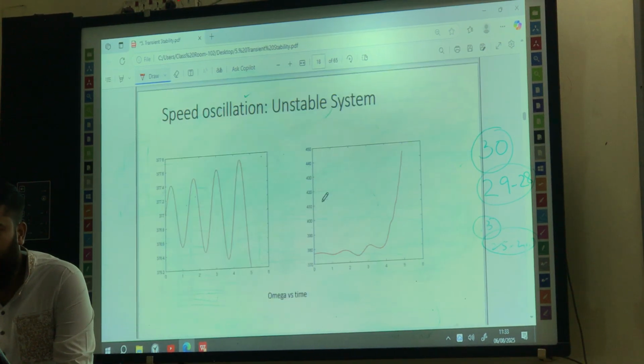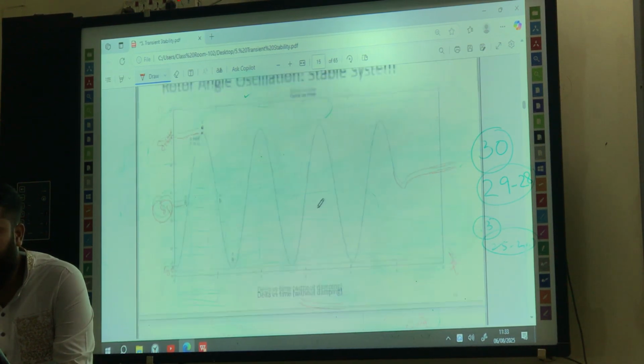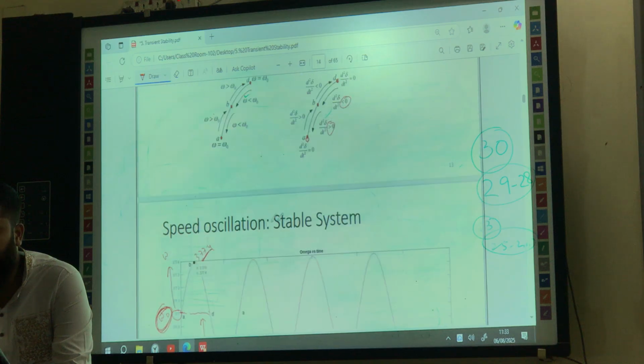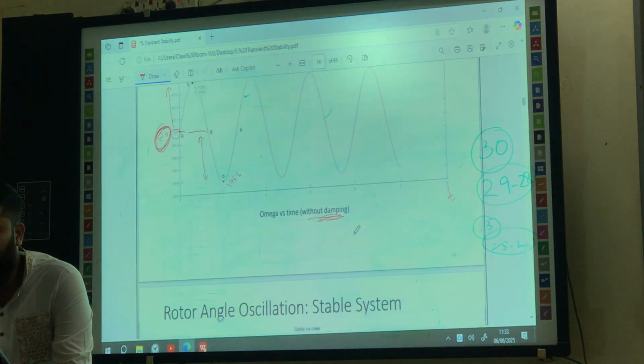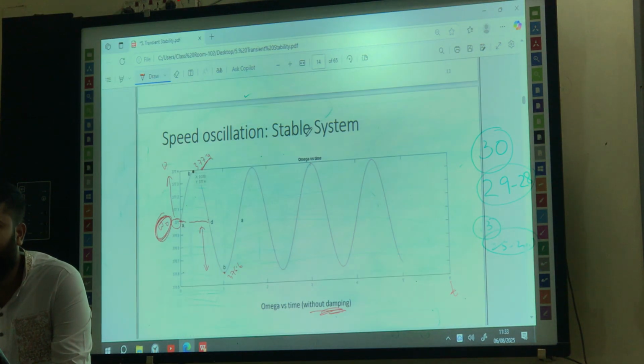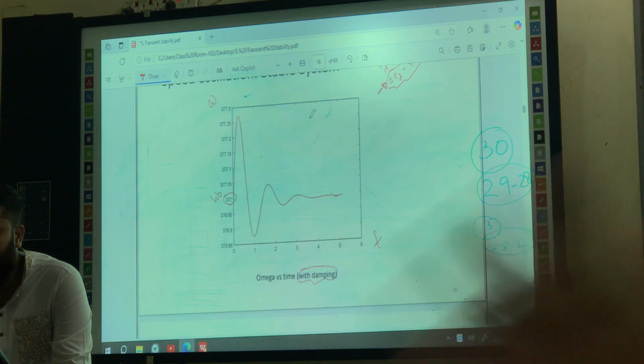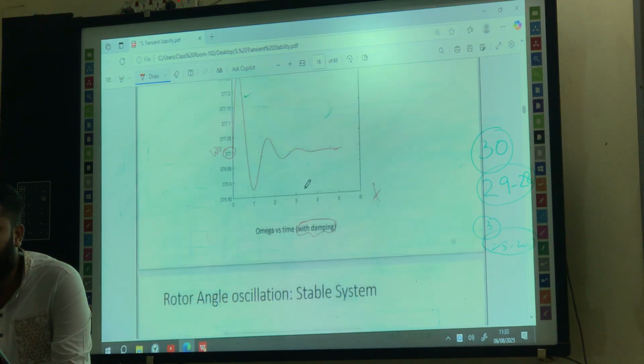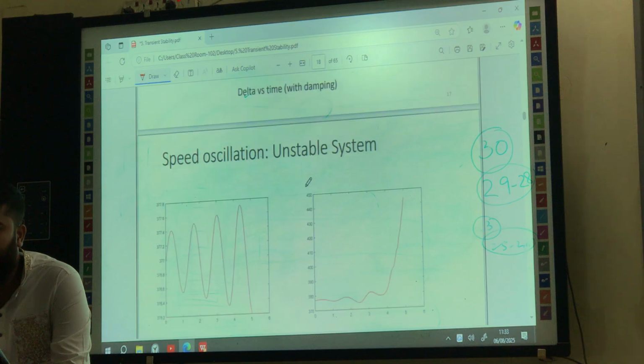Okay. So this is actually a stable system. This is a stable system, and this is without damping. That's why it will be marginally stable. And this is with damping. That's why this is purely stable. Okay. And now let's think about the unstable state.